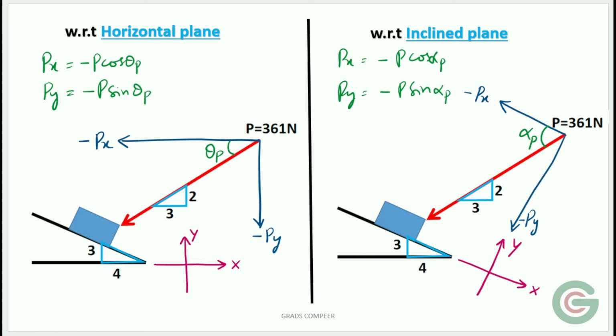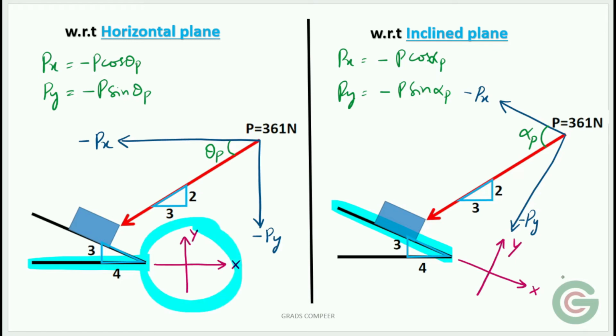Okay, only three things. First, we need to indicate the axis, whether we are orienting the axis with respect to the horizontal plane or the inclined plane. Second thing is to draw the components of the forces parallel to that particular axis. If it is the horizontal plane, then we have to draw with respect to this particular axis. If it is with respect to the inclined plane, then we have to draw with respect to this particular axis.